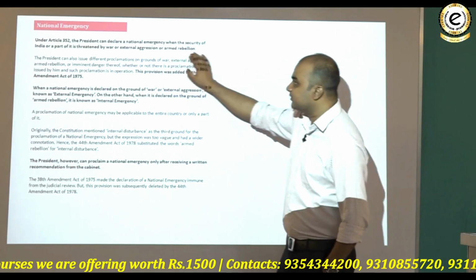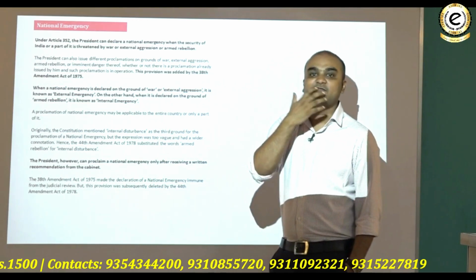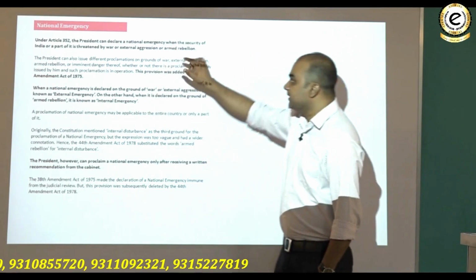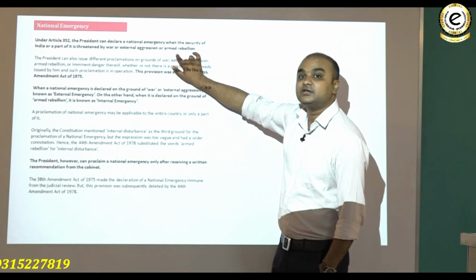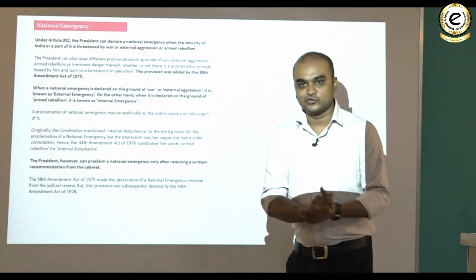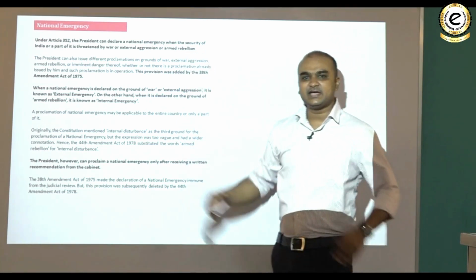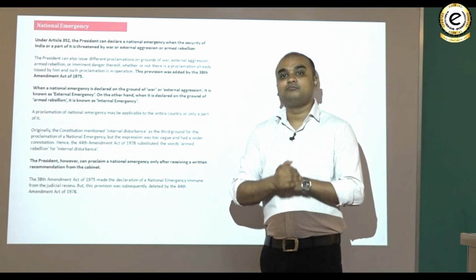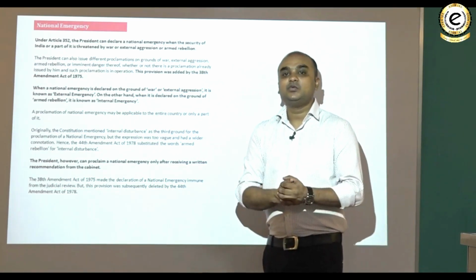Now, this third ground, armed rebellion, is a later day injection by the 44th Constitutional Amendment. In the original Constitution of 1949, the third ground was internal disturbance, which was replaced by the words armed rebellion by the 44th Constitutional Amendment Act. This was done because the word internal disturbance has a very wide connotation, and it can be misused for political purposes, which we have already seen when the internal emergency was declared.